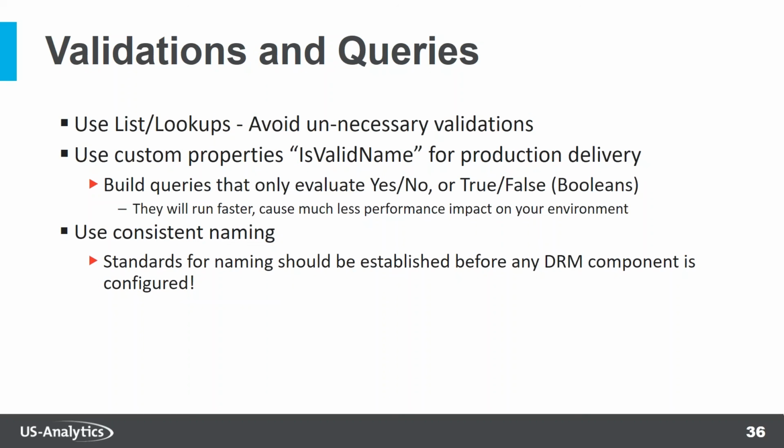What it lets you do is build queries that only evaluate on a Boolean basis. Is this true, yes or no, or true or false? It makes your queries run a lot faster, and it doesn't cause them to have to calculate again. Remember I told you about those things that calculate and when they calculate? This way all the member nodes are calculated for those validations, and it's not calculating on the fly.